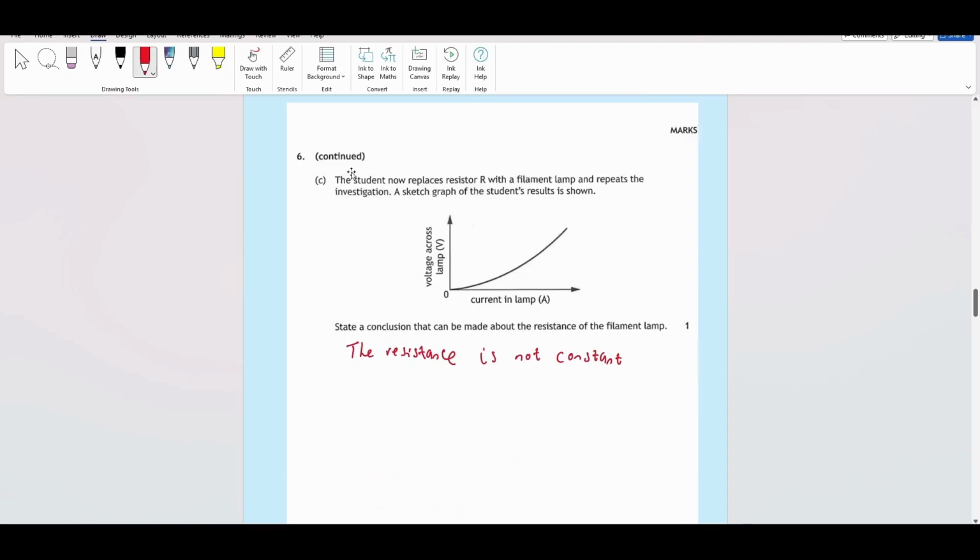So 6c says the student now replaces resistor R with a filament lamp and repeats the investigation. A sketch graph of the student's results is shown. State the conclusion that can be made about the resistance of the filament lamp. So you can see that the resistance is not constant. As you can see, the line is increasing, it's getting steeper upwards, and this means that the resistance increases as the current in the lamp increases, and therefore the resistance is not constant.